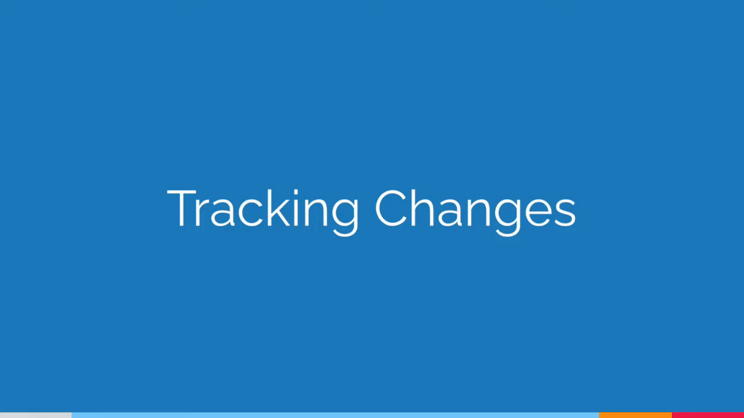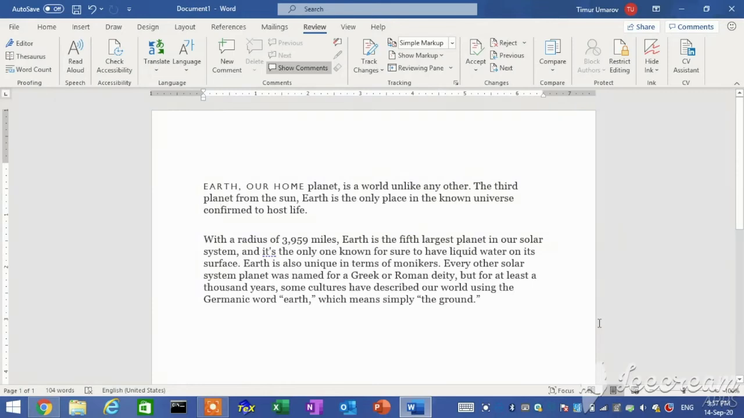Tracking changes. Whether you work on a document alone or with others, it is often important to keep a record of what was changed, who made the changes, and when the changes were made. On the Review tab, in the Tracking group, click the Track Changes button. Word starts tracking your changes.